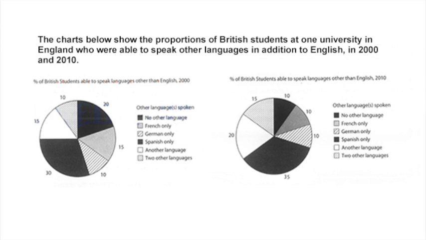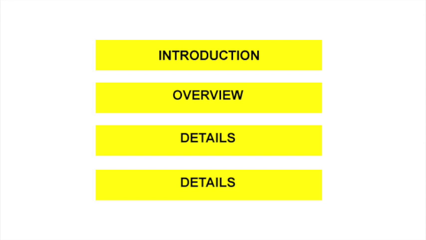This was found via a Google search, and it just says, the charts below show the proportions of British students at one university in England who were able to speak other languages in addition to English in 2000 and 2010. You are also given two pie charts and just more in-depth information as to what else the pie charts are detailing. Before we go back to the pie charts, the formatting for Task 1 academic should be as follows.